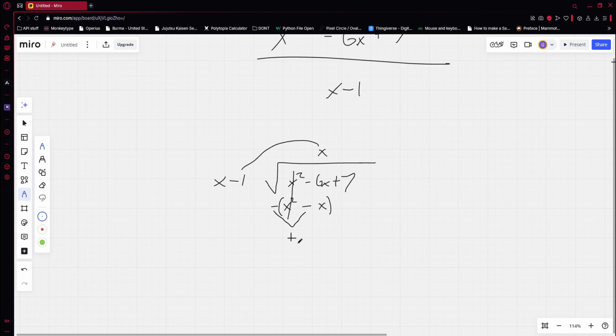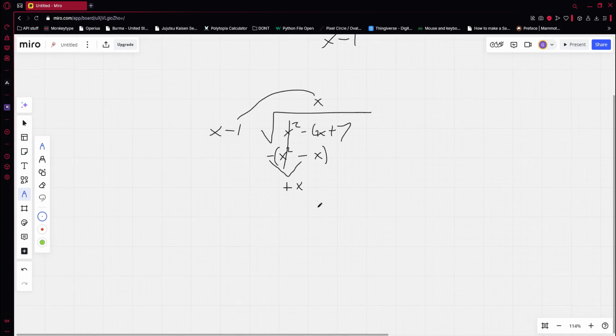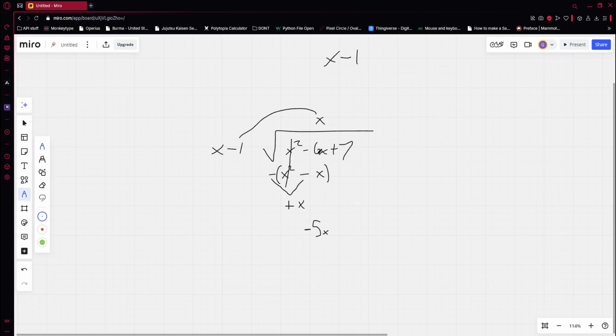Combine these, you get a positive x. So that's negative 6x plus x, because negative makes positive. So actually we end up with negative 5x, because we're adding a positive to a negative, and the negative is bigger. Right? So, negative makes positive, and then you add positive x to negative 6x. So you get negative 5x. Bring this down. Plus 7.